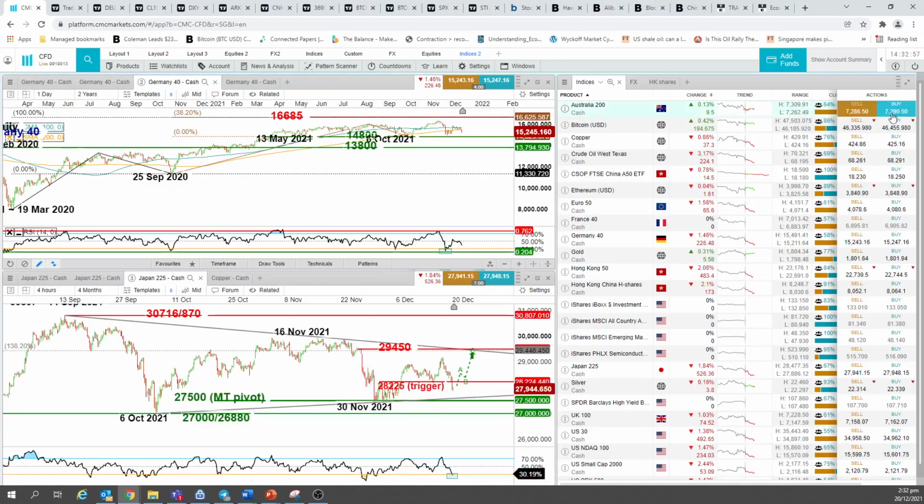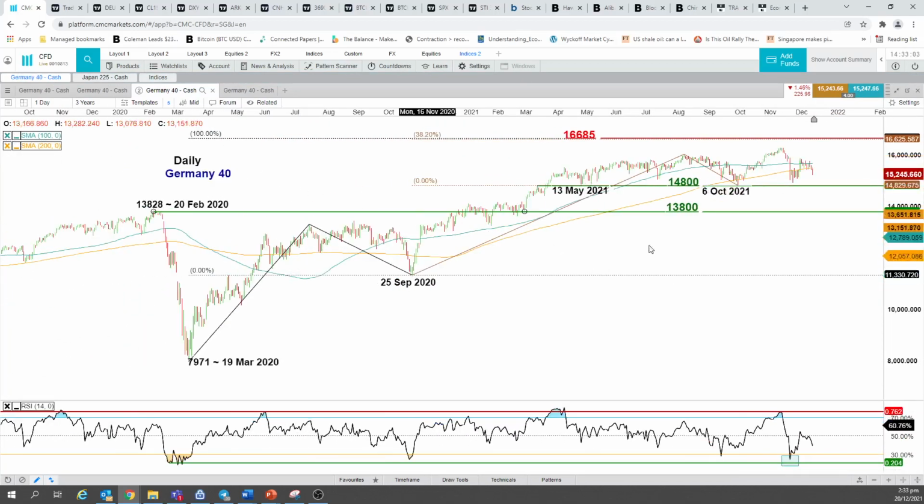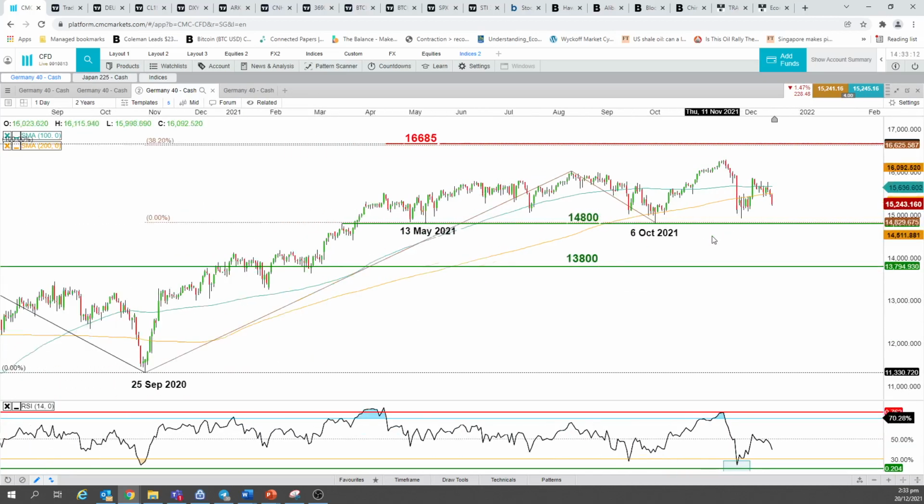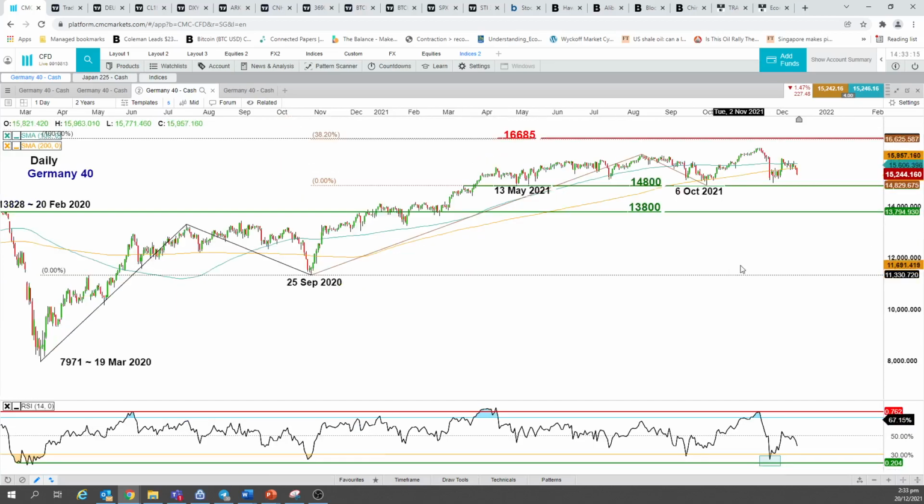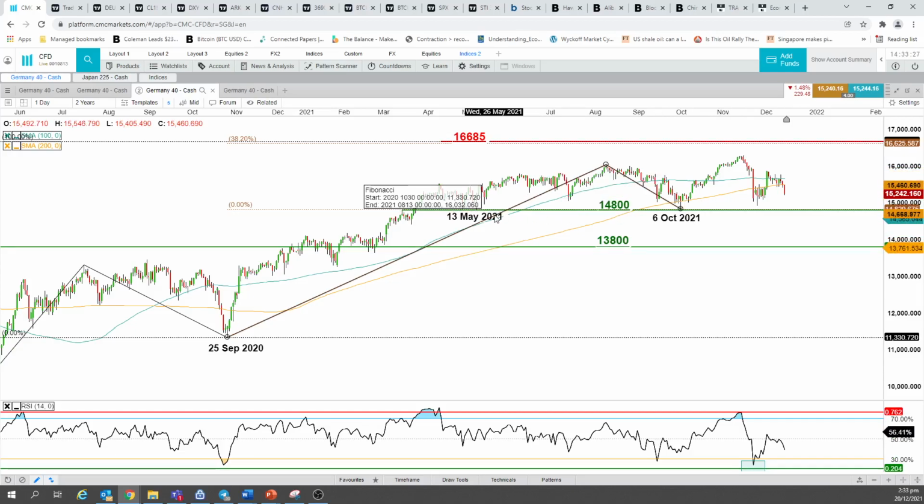Okay, now quickly to the German 40. The German 40 last Friday, this is the daily chart, managed to hold above the 50-day moving average test. Then right now in today's Asia session, it has a breakdown again. So kind of negative vibes inside this German 40 index right now. There's a possibility that it could see a further inch down to retest this major range support level that has been in place since the 13th of May 2021 low, which is at 14,800, that managed to hold the low of 6th of October before it shaped a fresh all-time high towards the mid of November this year.